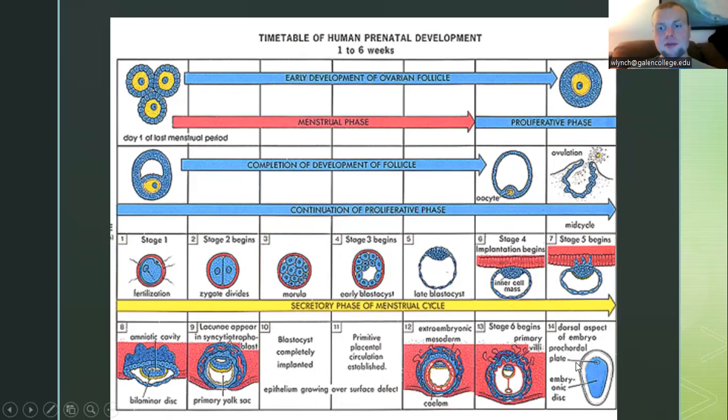And then by day 14, or 2 weeks after fertilization, now we start to see the embryonic disc and we have the embryo, right? So we start to see the dorsal aspect of the embryo here. So from day 1 of fertilization until day 14, this is the zygotic period. These 14 days or these 2 weeks from fertilization to the dorsal aspect being visible are going to be the time of zygote.